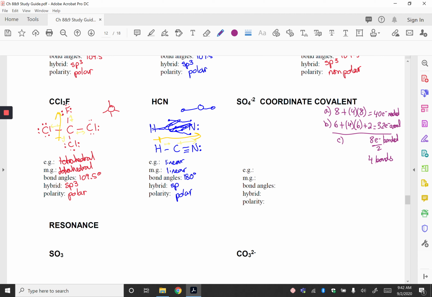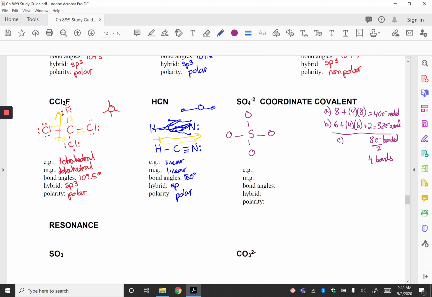So then what you do is you draw your skeleton, so sulfur and then 4 oxygens. You connect everything once with single bonds, and you count how many bonds you've drawn. I've drawn 4, and look at your math. You were supposed to draw 4, so that's good. You're done with the bonds.